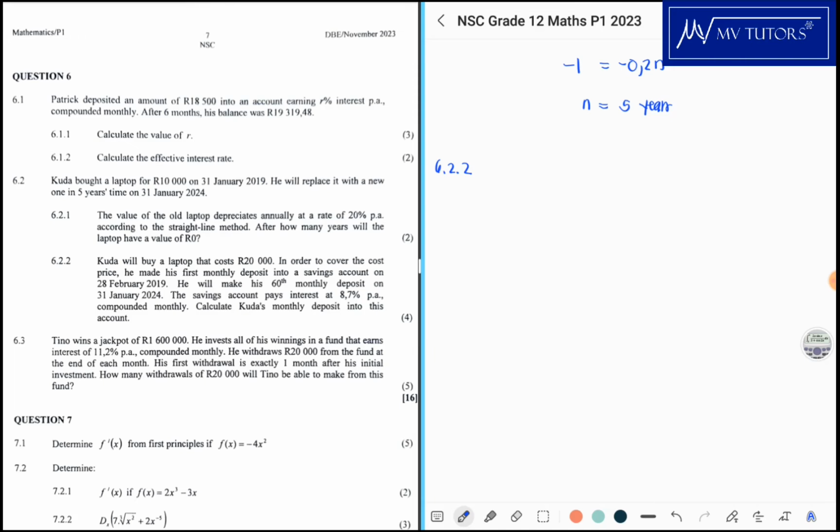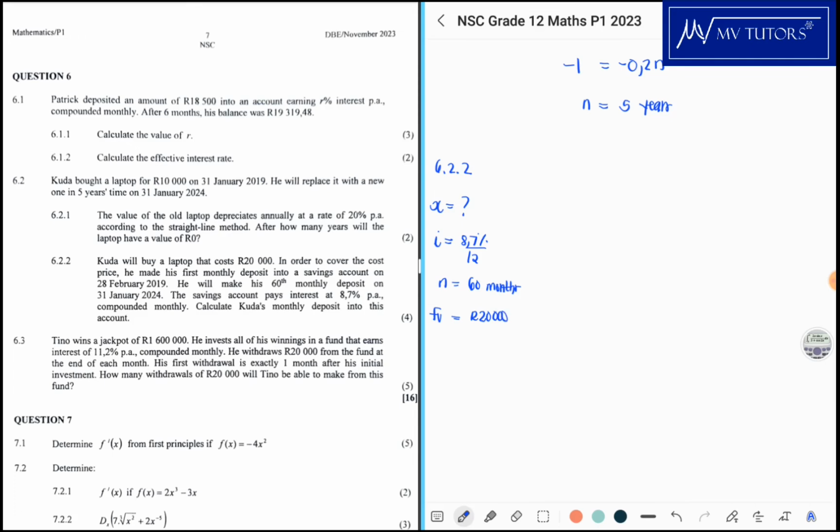All right, and now what do we need? Let's just put in the information. So we don't know what that monthly deposit is going to be. We know the interest rate. I'm starting from the bottom going up. It's 8.7% compounded monthly. And 60th monthly deposit, so we know that N is equal to 60 months. And basically, the future value that we want is 20,000. Okay, so I think we have everything in order.